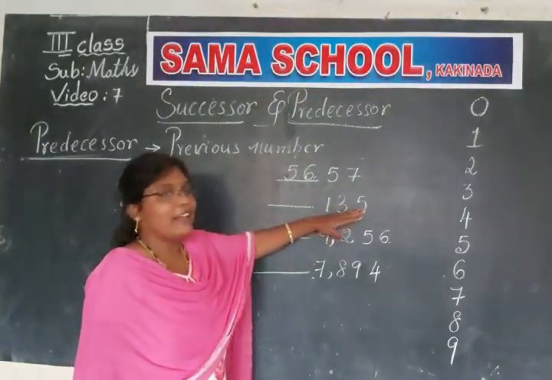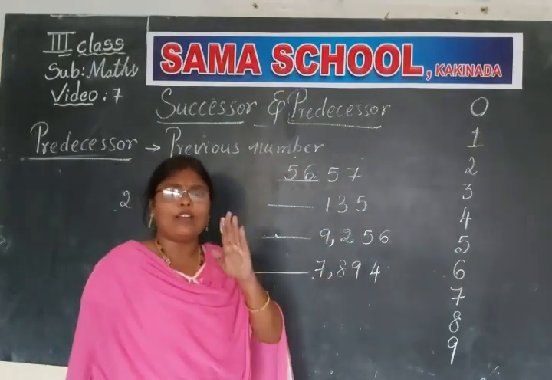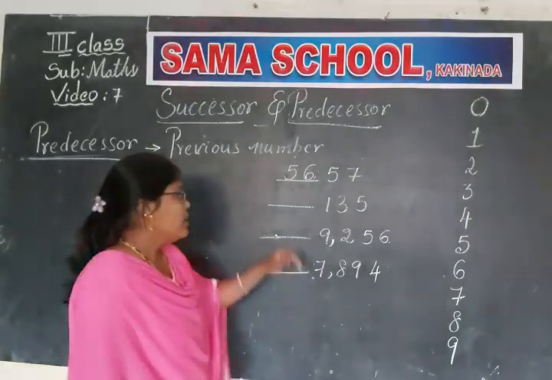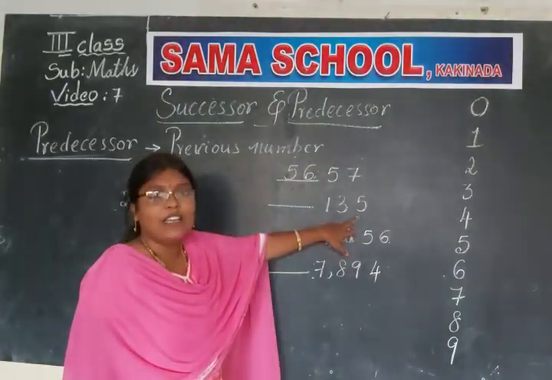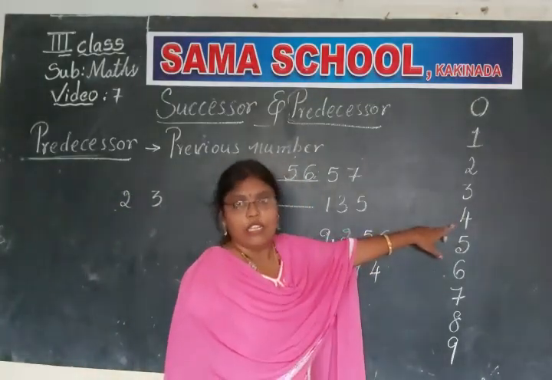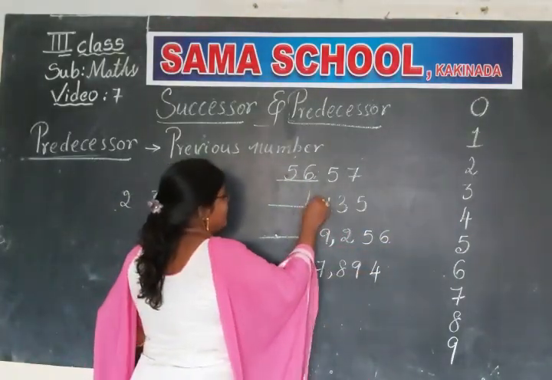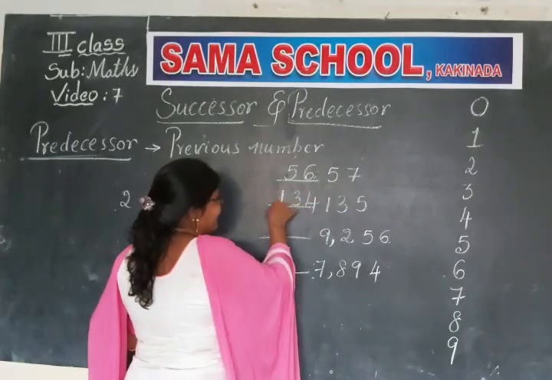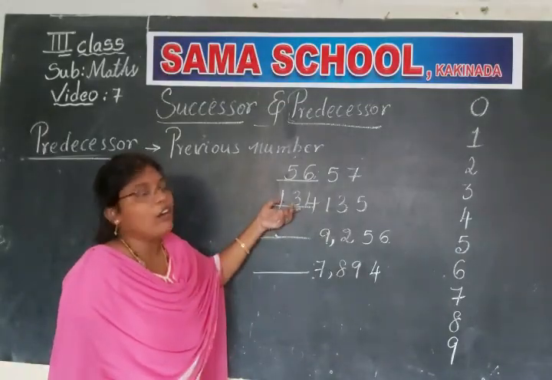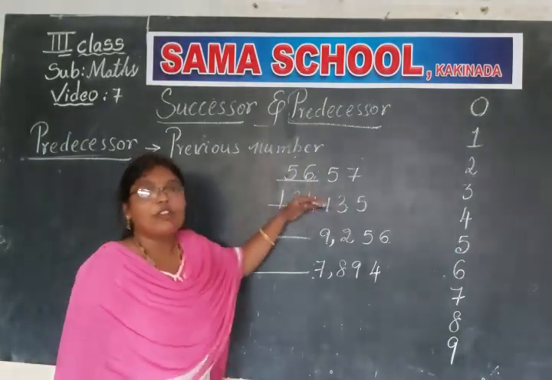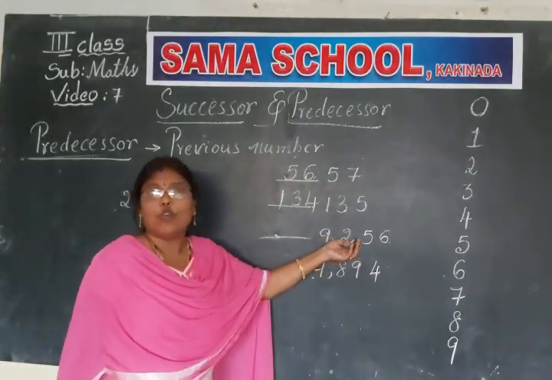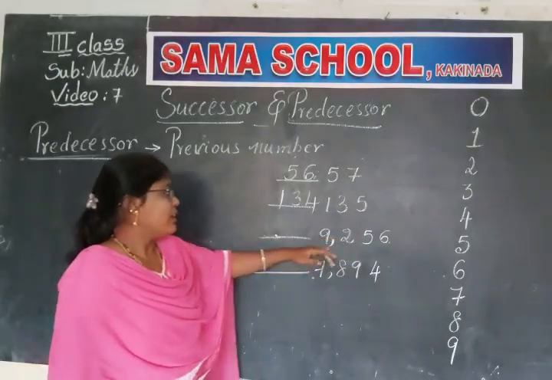Now see here, 135. Only the ones place digit needs to change to get the predecessor. What is the ones place digit here? 5. What is the predecessor of 5? 4. Write 4 in ones place and the tens and hundreds place numbers as they are. So 134 is the predecessor of 135.